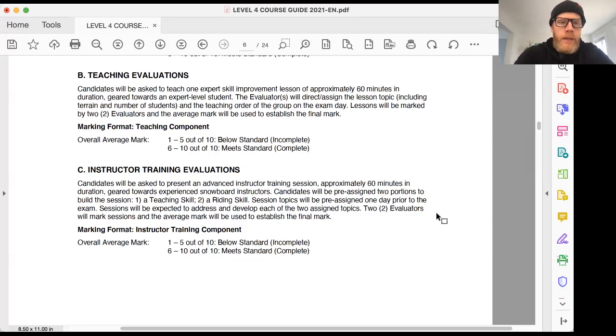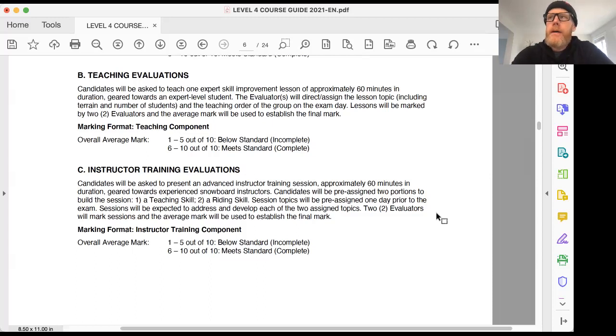The next part says lessons will be marked by 2 evaluators, and the average mark will be used to establish the final mark. New for this year, each evaluator will be assigning a mark out of 10 to the lesson. Similar to the writing component, a 6 or better will form the meet standard, and below 6 is below standard. In the feedback that you get after the lesson, it's still just identified by meets or below standard, but in the notes we will give you a number value as well, which is the average of the 2 numbers.